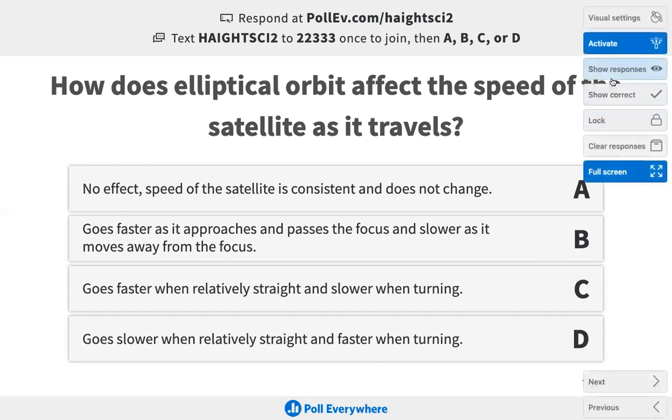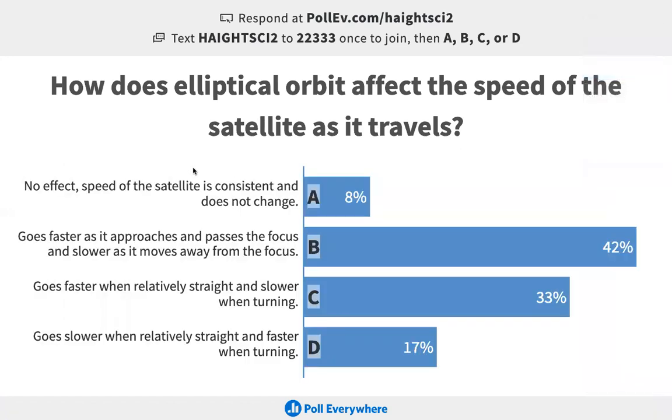All right, we got at least 10. Okay, looks like we're pretty evenly torn between B and C, which is kind of interesting because they're saying the opposite thing. B is talking about how it goes faster as it approaches, so as it curves around, it's going faster on the turn, kind of similar to what D is describing, and then moves slower as it flies outward. Here C is saying going faster when relatively straight and slower when turning.